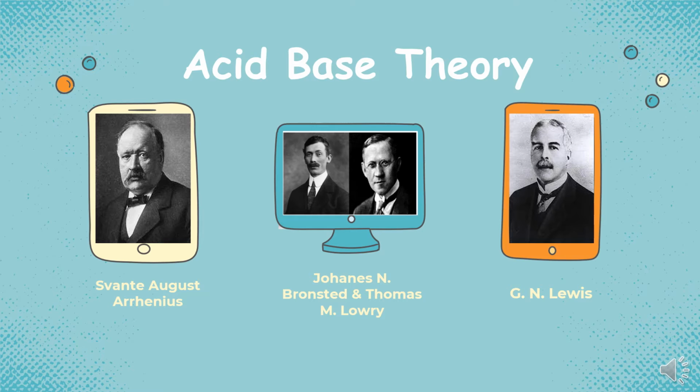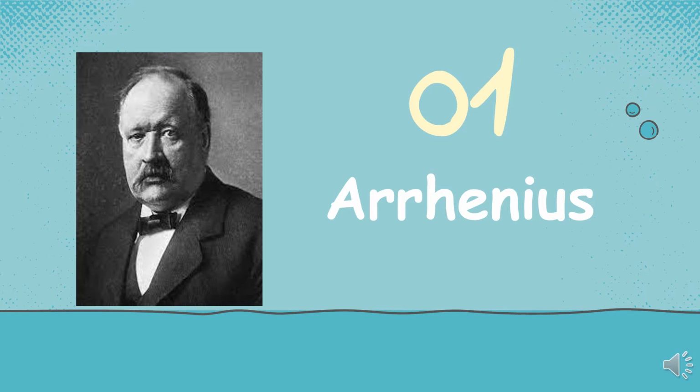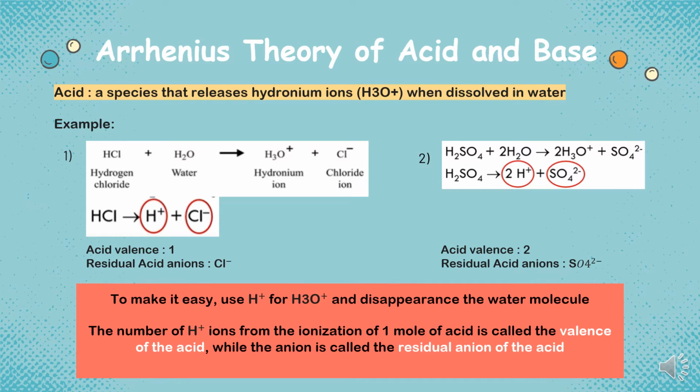The theory of acid and base is divided into 3 theories. There are the Arrhenius theory, the Bronsted-Lowry theory, and the Lewis theory. Firstly, we are going to discuss the theory according to Arrhenius. Arrhenius theory of acid and base.